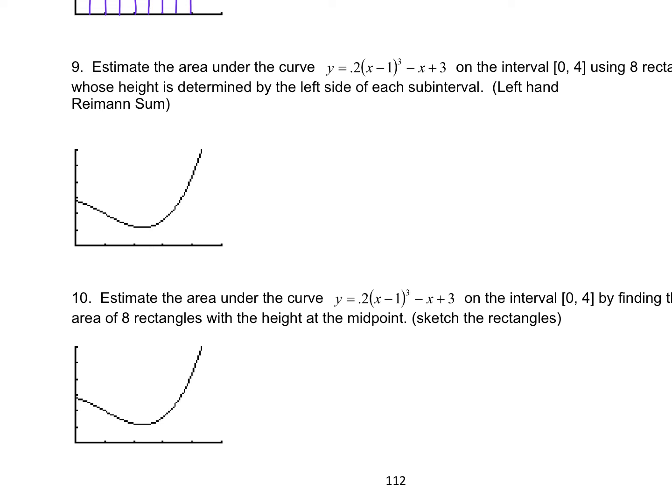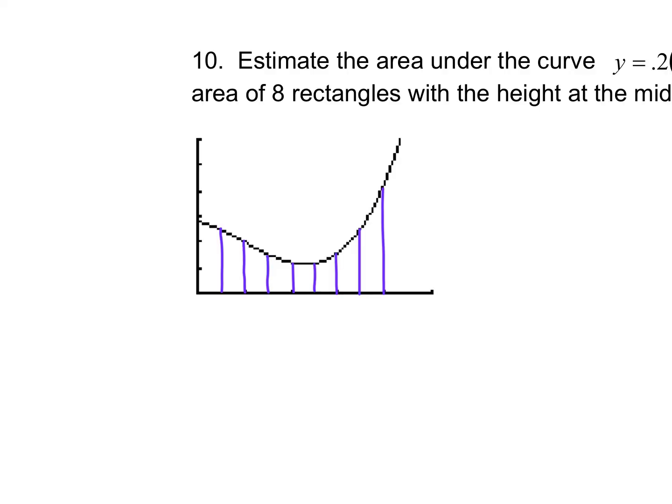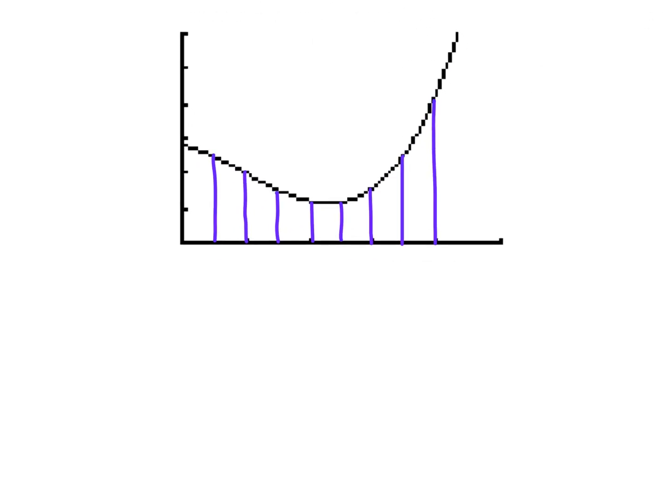All right, so what I want you to do, rather than me doing this, is do the same exact thing we just did, but using on 9, the left hand, and on 10, the midpoint. But don't do formulas, just sketch. Just practice sketching in what the rectangles would look like. Once I divide it up into 8 parts, I go to each rectangle and I say, okay, here's my midpoint. If I use that midpoint, it's going to go across here.